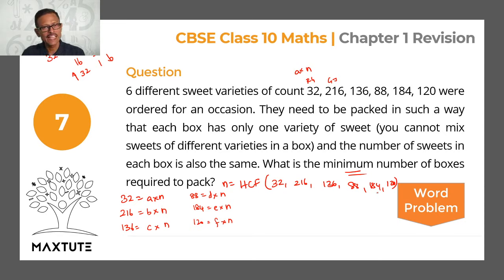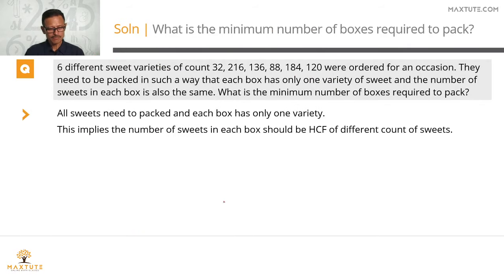We are not finding out n. n is the number of sweets in a box. What we are finally going to find out is the number of boxes. We'll come to that in a while. We'll first compute the number of sweets. Consolidate till this point in a printed form. All sweets need to be packed, each box has only one variety, and all boxes contain the same number of sweets, which means that the number of sweets in each of the boxes is the HCF of all of these different values. Next step, let's find out the HCF.